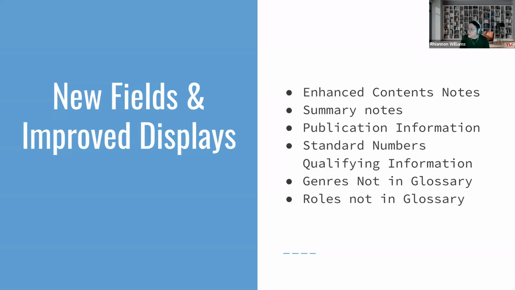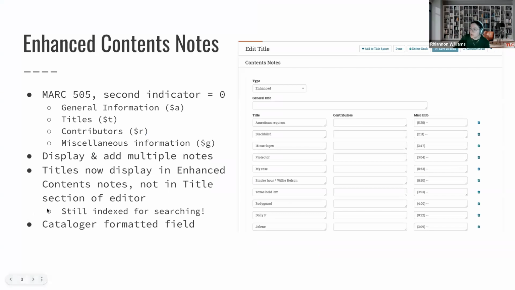some changes to the display of summary notes, an improved display and sort of an overhaul of how publication information works, as well as date information. The addition of qualifying information fields for standard numbers, as well as some display, and also addition of some fields related to genres and roles not in our TLC curated glossaries. So we're going to start by talking about the changes to the contents notes, including the new enhanced contents notes.